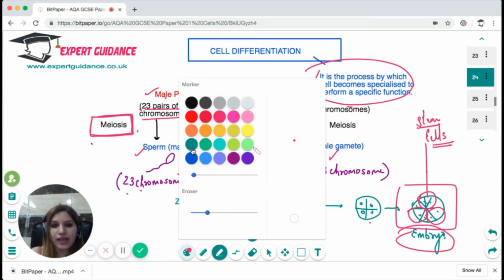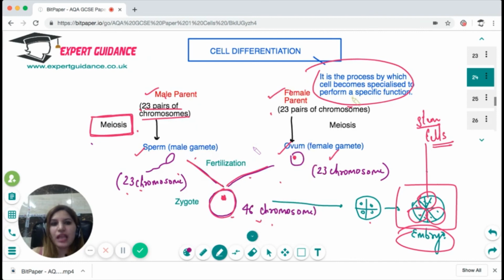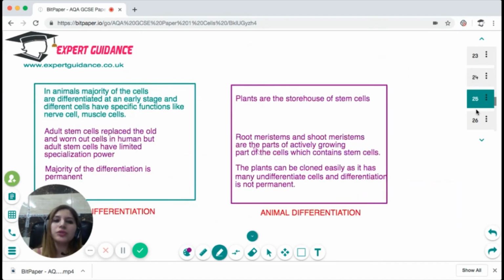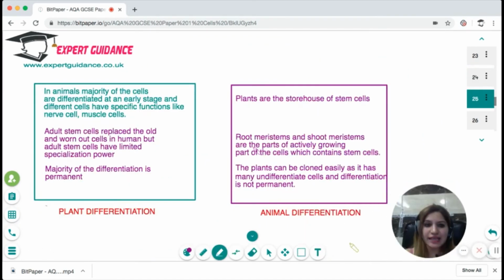After this comes the process of cell specialization, where the cell becomes specialized to perform a specific function. So some cells will specialize to form the circulatory system, some will specialize to form the digestive system, and together they will give rise to a whole new organism. In plants, the majority of the cells are stores of stem cells. The root meristem and shoot meristem are the actively growing parts that contain stem cells. We can take that and make a new plant. A plant can be grown easily because the majority of the parts are not differentiated, and for the ones which are differentiated, the differentiation is not permanent. So they can be reversed.